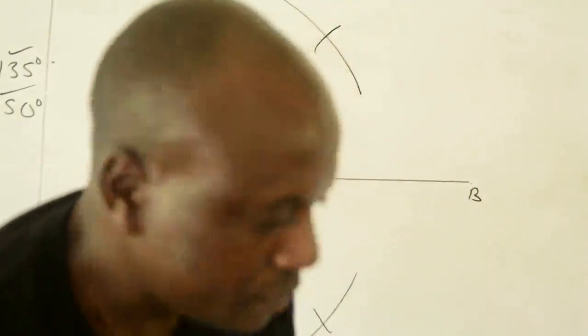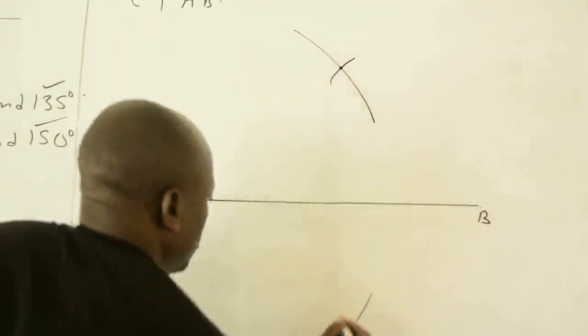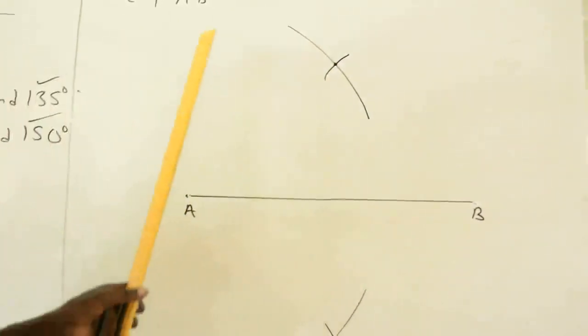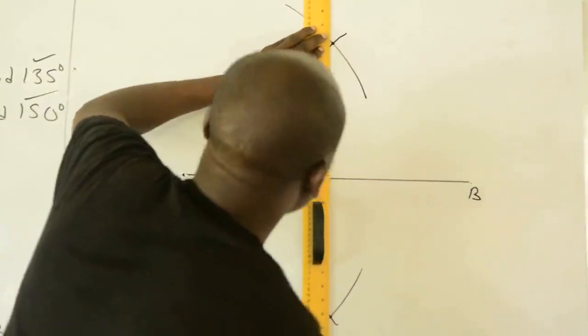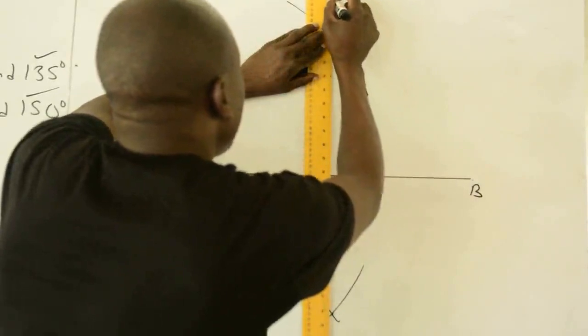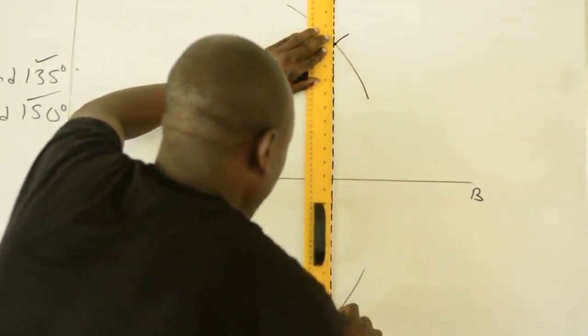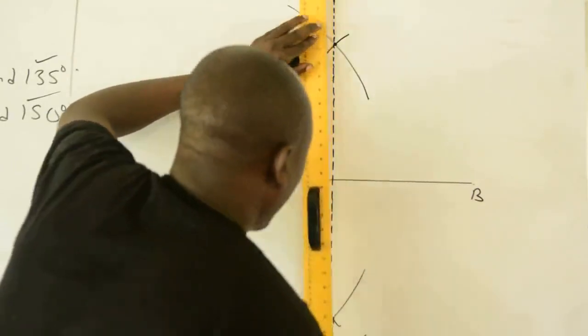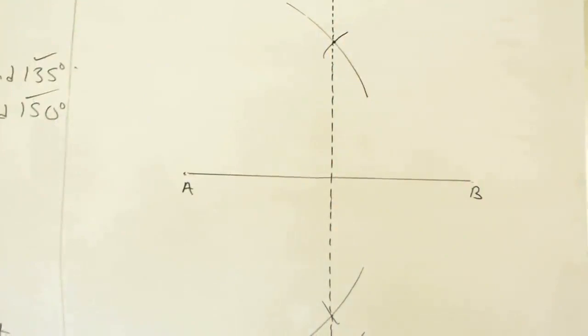Now, mark the intersection. Use your ruler and join these points. Use a dotted line because we are dealing with locus. This is L1. L1 means locus L1.